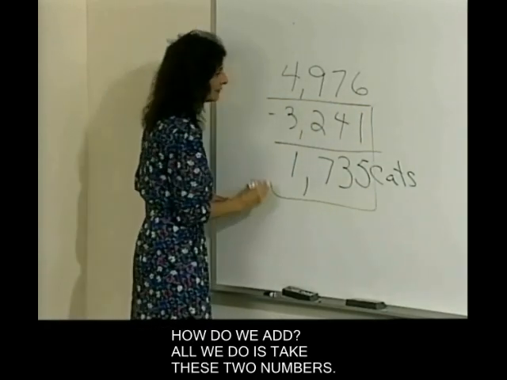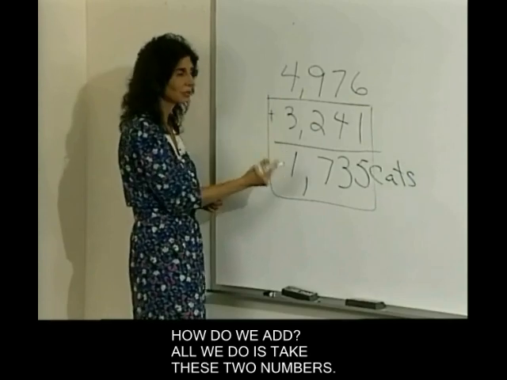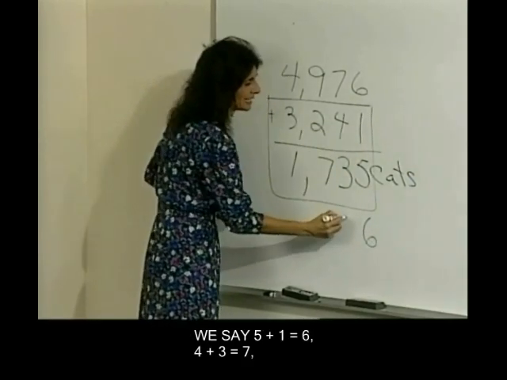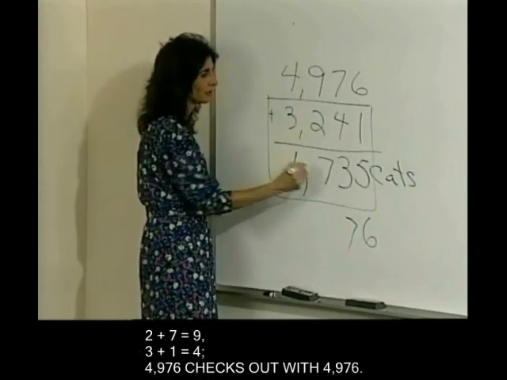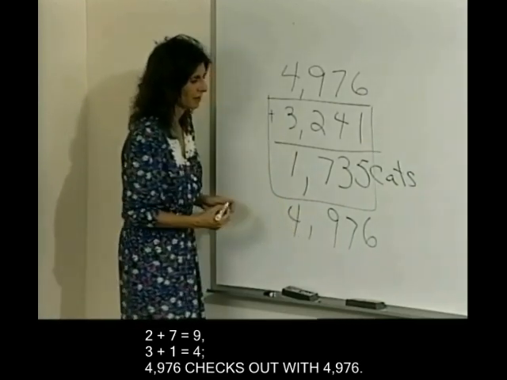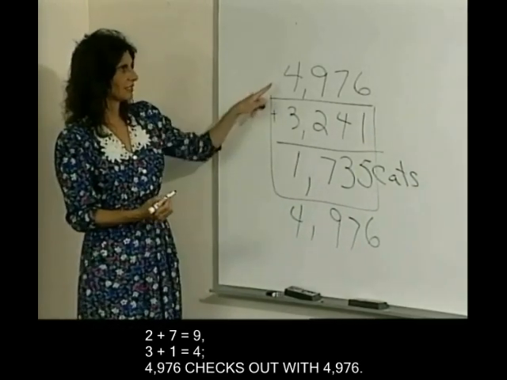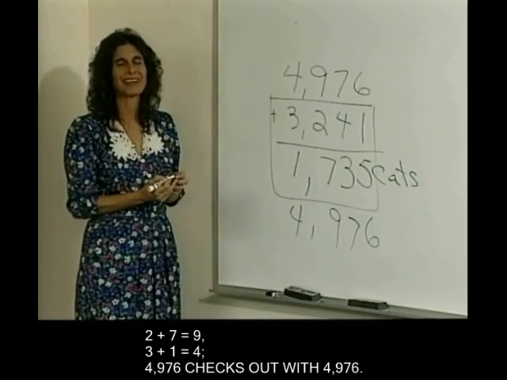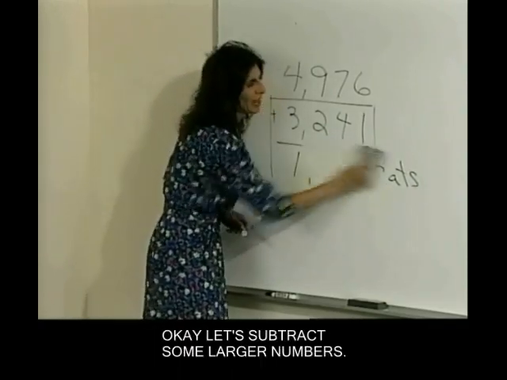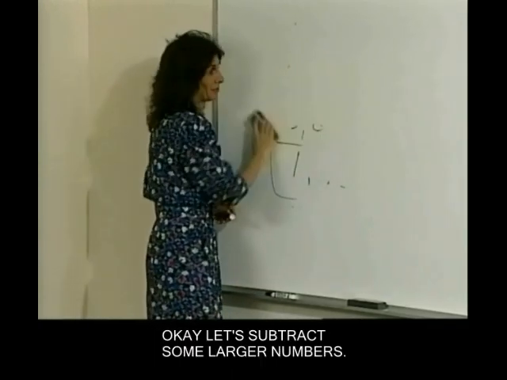How do we add? All we do is take these two numbers. We say 5 and 1 is 6. 4 plus 3 is 7. 2 plus 7 is 9. 3 plus 1 is 4. 4,976 checks out with 4,976. Okay, let's subtract some larger numbers.